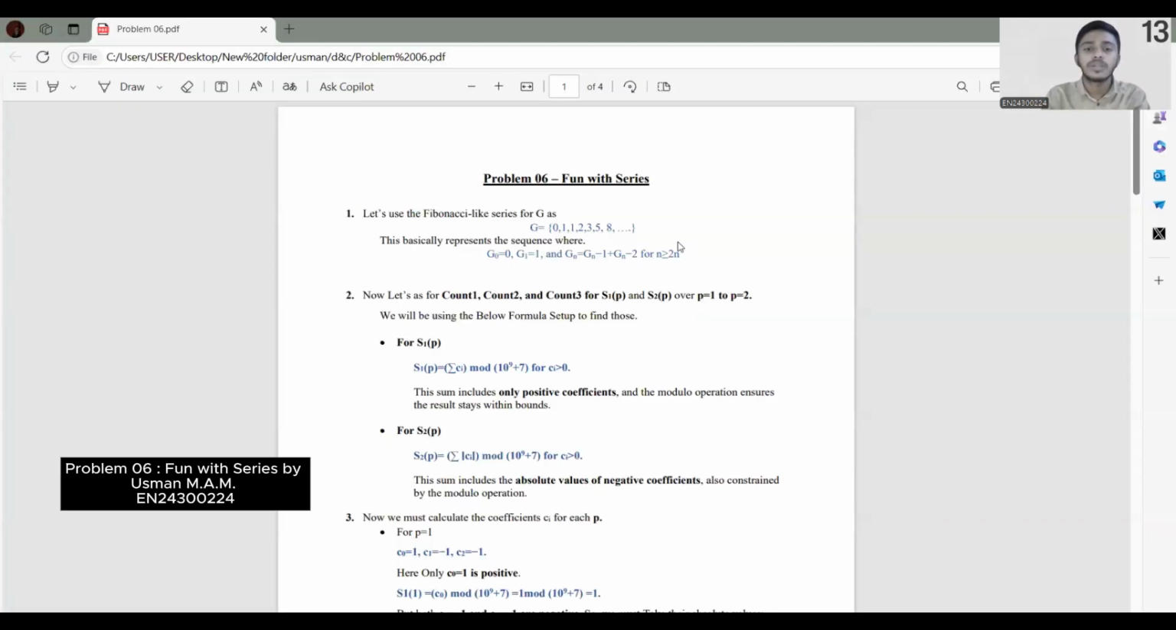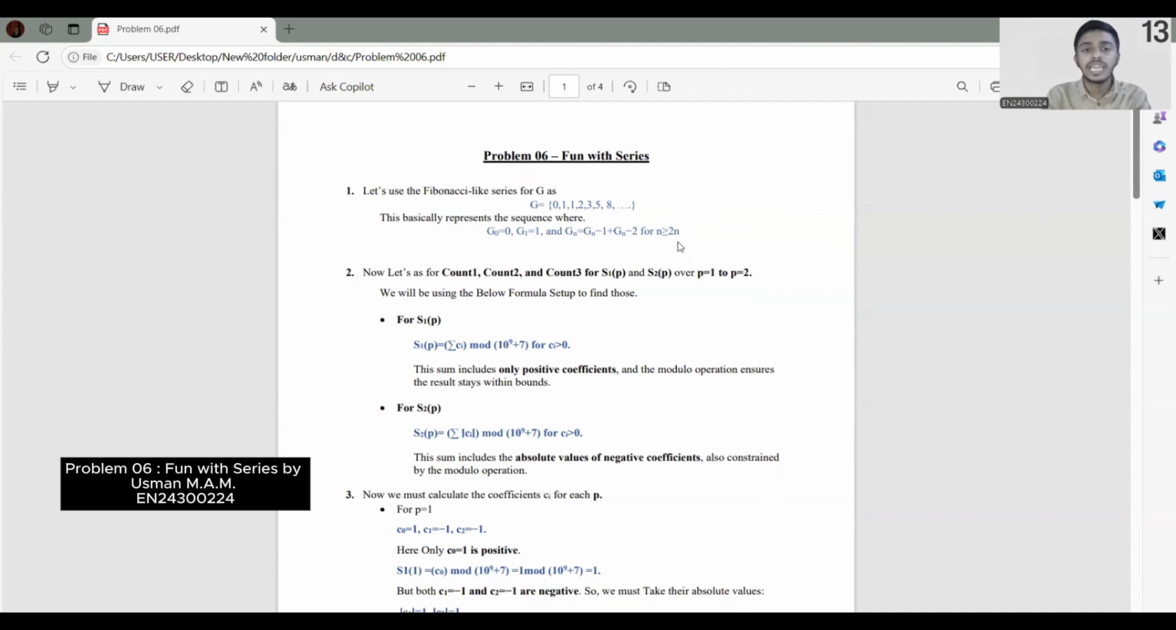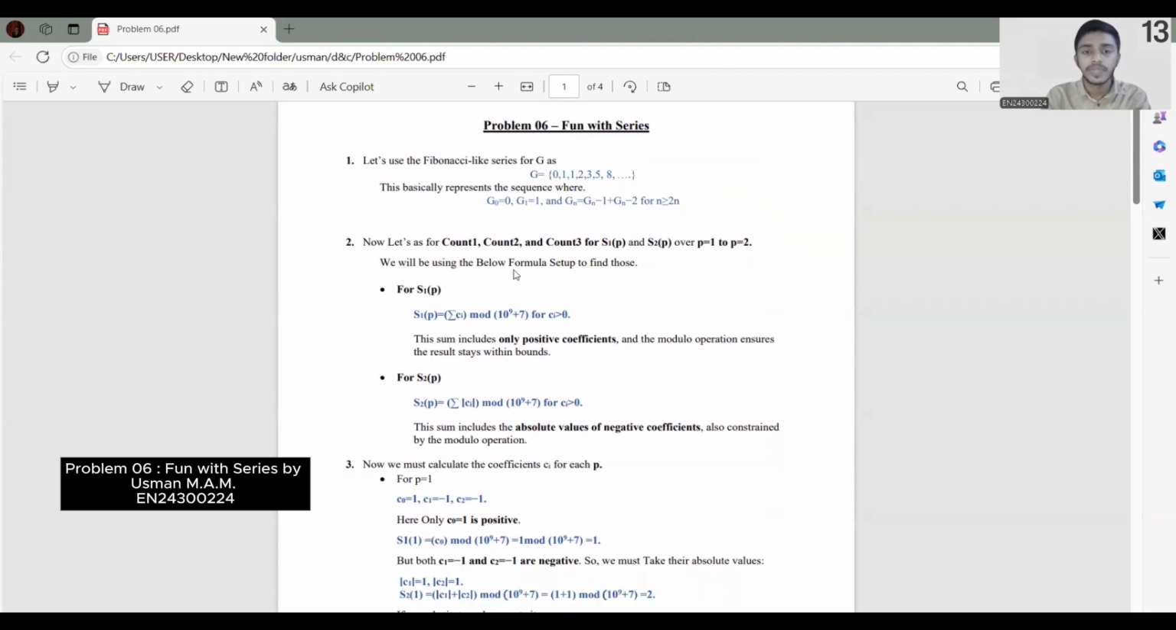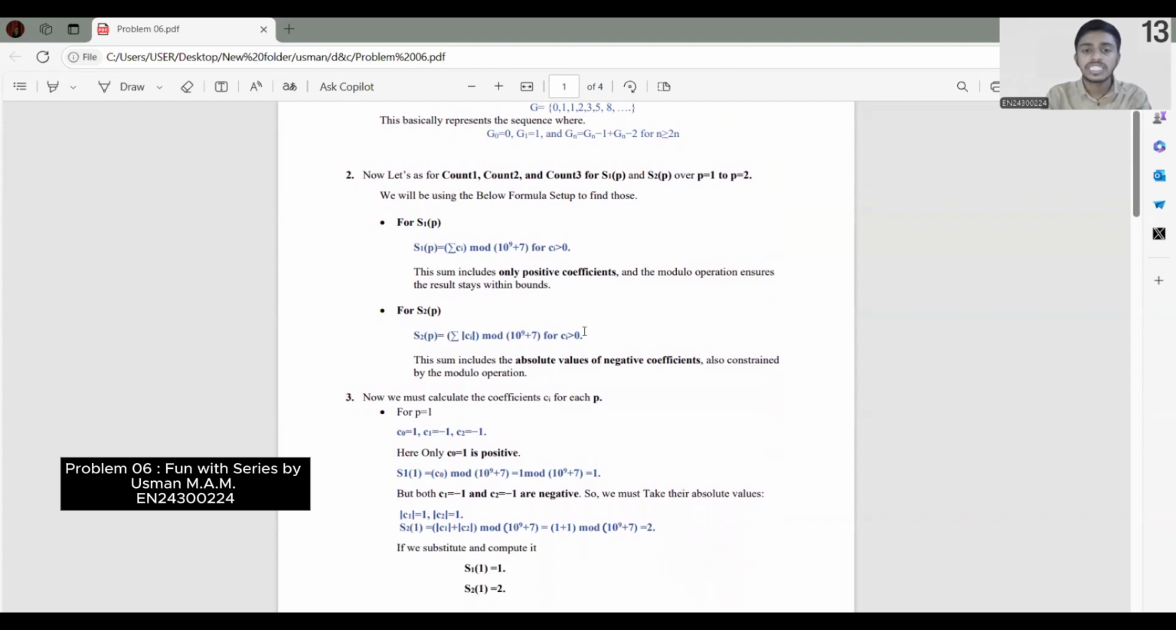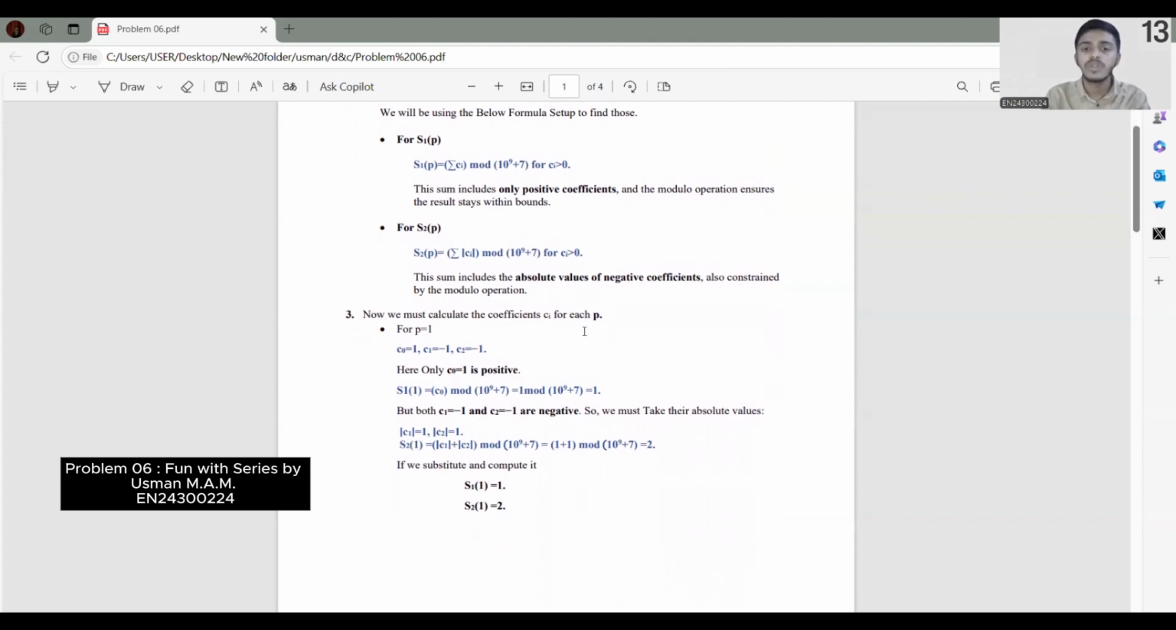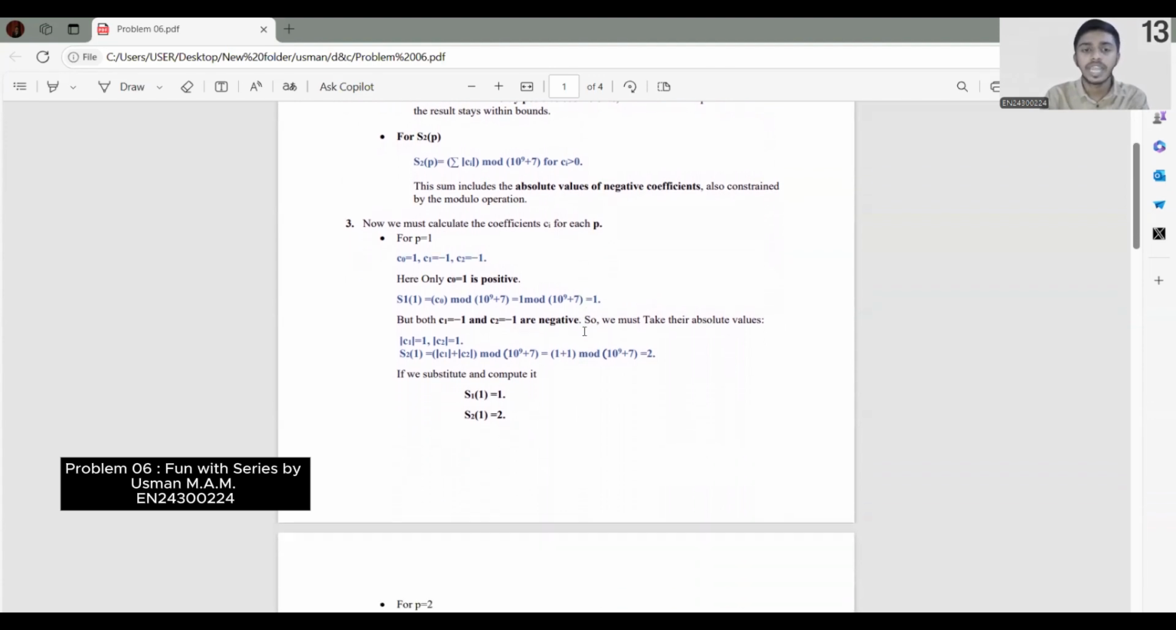Let's break down the problem, fun with series, step by step. To do this, we use a Fibonacci-like series for G as shown here. Next, we should look at S1 and S2. S1 means the sum includes only positive coefficients, where the modulo is 10 to the power 9 plus 7. S2 means the sum includes the absolute values of negative coefficients, where the modulo is 10 to the power 9 plus 7. And next, we should calculate the coefficient Ci for each P.